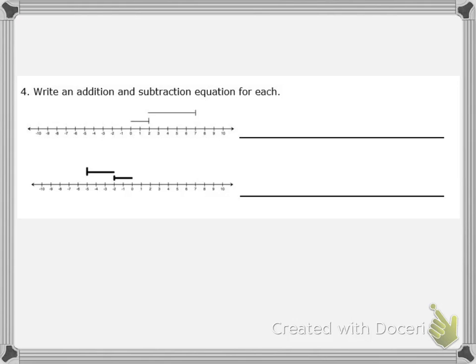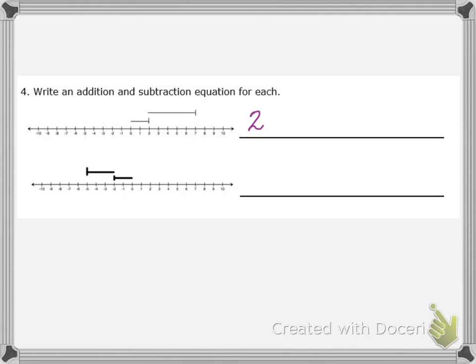Alright, number 4 says write an addition and subtraction equation for each. So remember when we're drawing our number line models for addition and subtraction, they always start from 0 on the number line. So our first integer in our equation will always be wherever we go from 0. So if we look at this first number line here, it's going from 0 to +2. So my first number or integer in my equation would be +2.